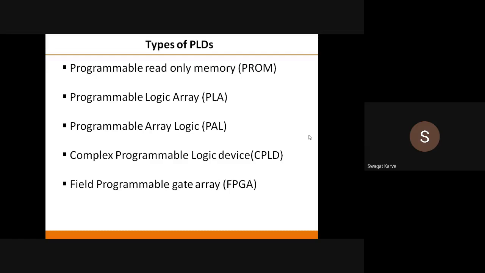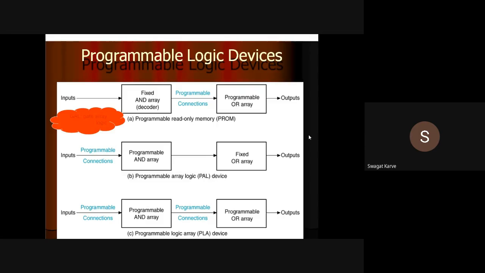Then we have a CPLD, that is complex programmable logic devices. Then we have an FPGA, that is field programmable gate array. So these are the types of PLDs that are available. Okay, so we will discuss the difference between all these types of PLDs.